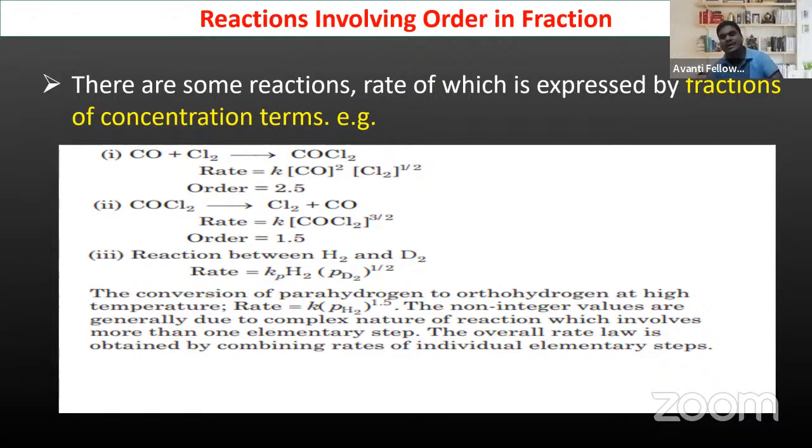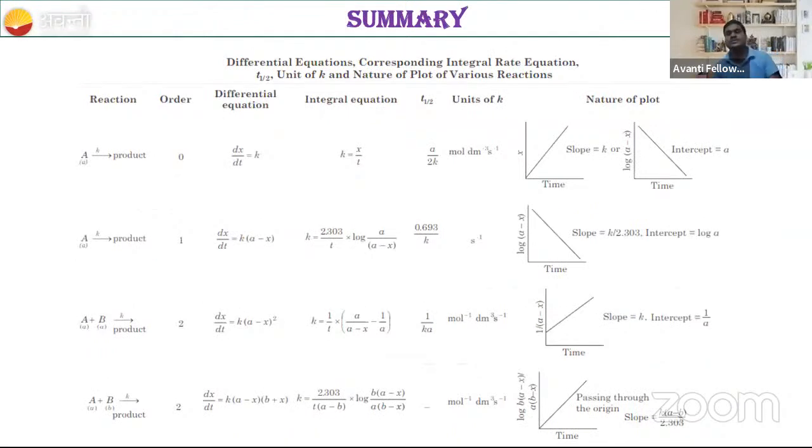So for the conversion of para hydrogen to ortho hydrogen at a high temperature, the rate is equal to k [pH2] to the power 1.5. The non-integer values are generally due to the complex nature of the reaction, which involves more than one elementary step. The overall rate law is obtained by combining the rates of the individual steps. So this is the summary where we'll understand all these things, right? Like what is the rate of reaction, what are all these things, right?